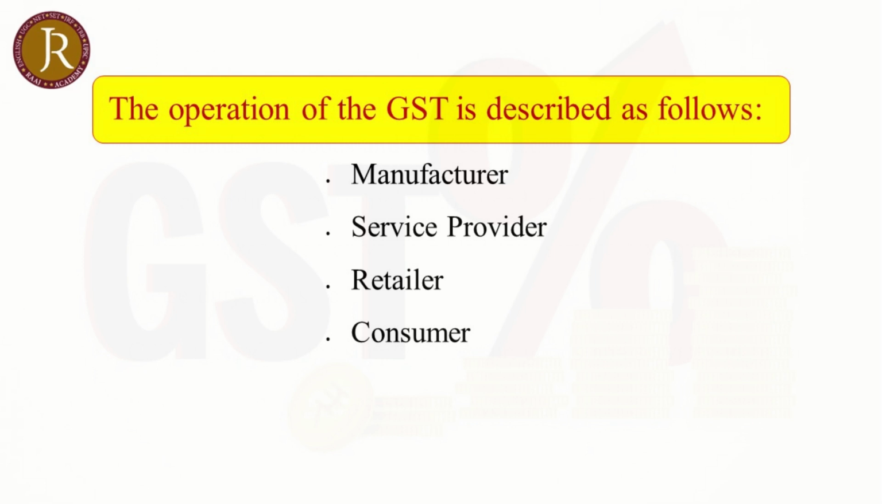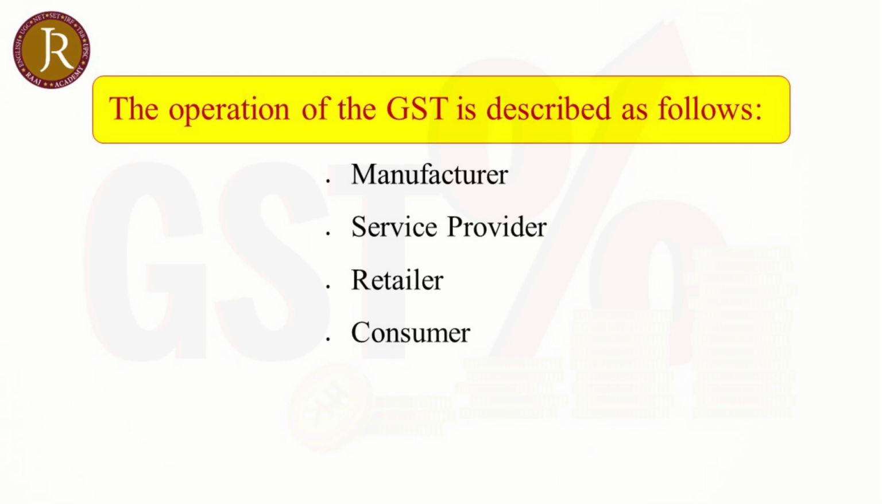The operation of GST is described as follows. First, the manufacturer will be responsible for paying GST on the purchased raw material as well as the value that has been added to the product throughout the manufacturing process. Next one is the service provider. In this case, the service provider will be responsible for paying GST on the total amount comprised of the price paid for the product as well as the value that was added on it.